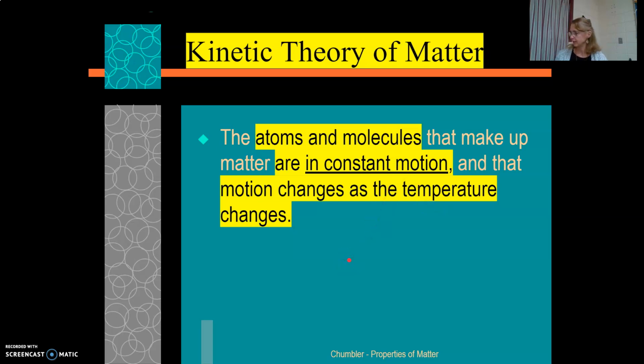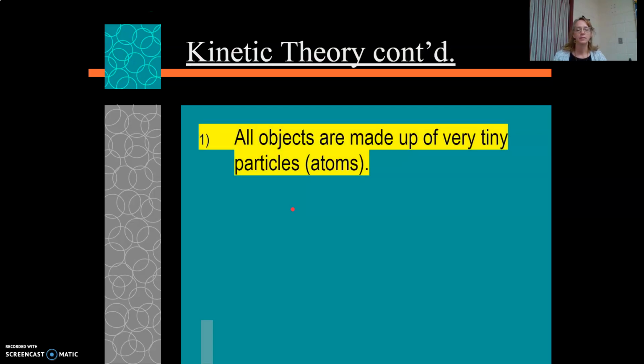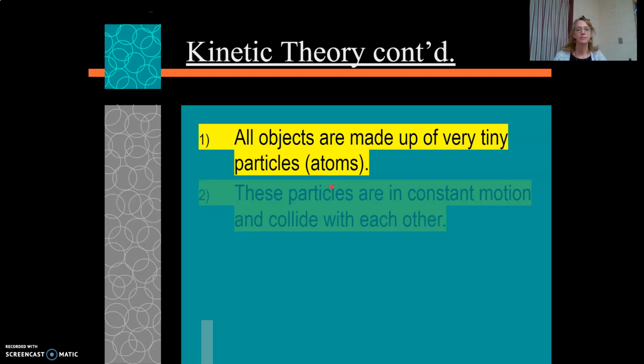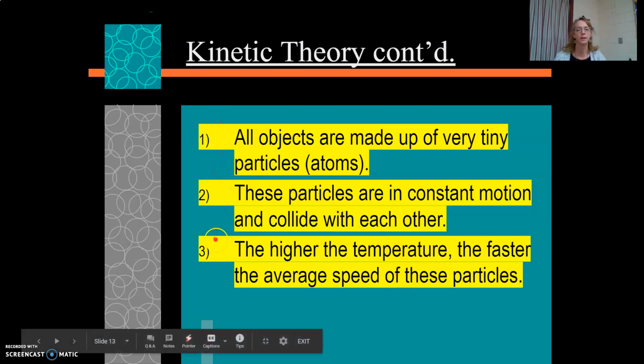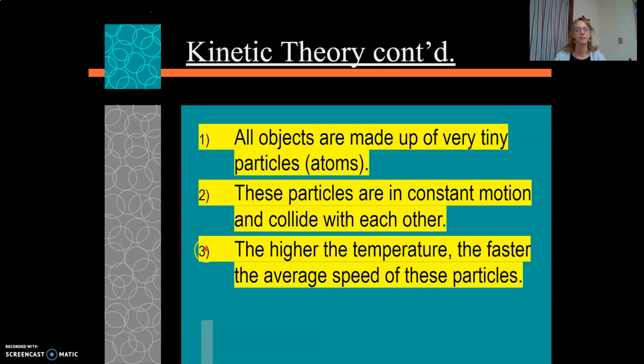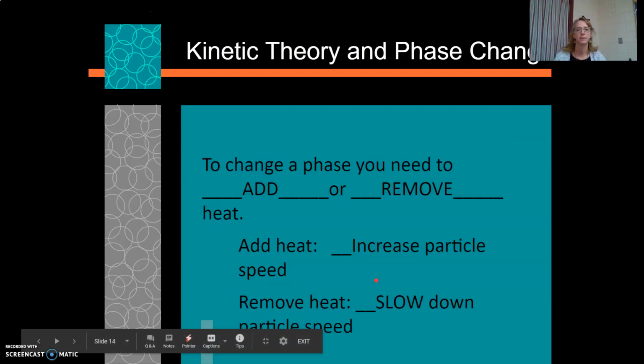So there's a kinetic theory, or the theory of how matter moves, and it has a couple rules. The first rule is atoms and molecules are always moving. That motion changes when the temperature changes. So basically everything's made up of atoms. They are in constant motion. The higher the temperature, the faster the particles. So this is breaking apart what the theory actually says. You need to know this, make it feel logical in your head.